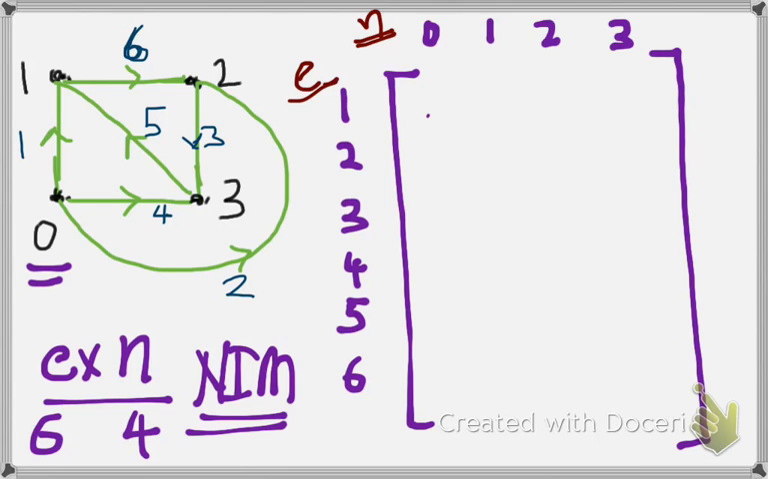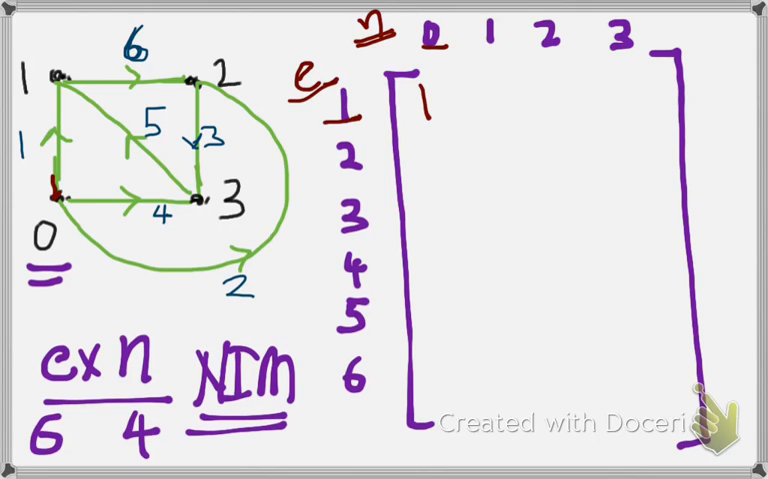Now, the element 1. Is the element 1 touching or connecting or attached to the node 0? Yes, it is. The element 1 is attached to the node 0. Now, is the direction of the element 1 towards node 0 or away from node 0? It is away from node 0. So, you write a 1. Now, yes, I think you're getting it.